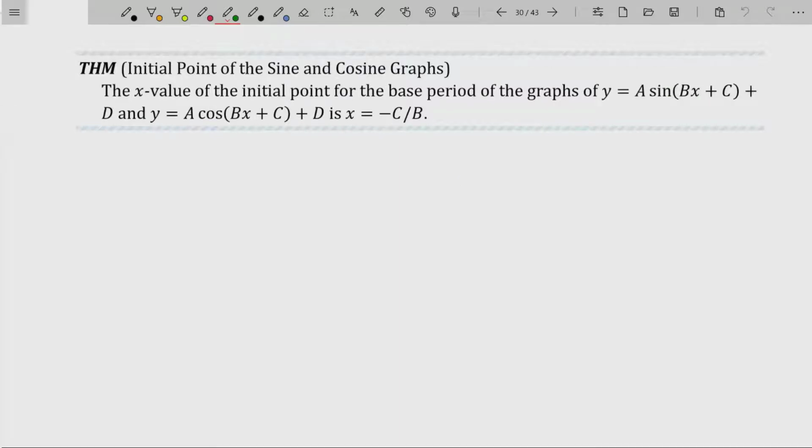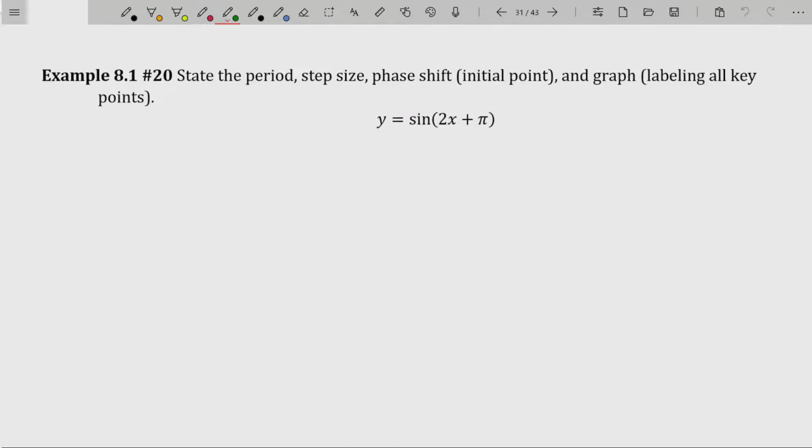And now this theorem just summarizes what I just said. The x value of the initial point for the base period of the graphs of these two trig functions is just x equals negative c over b. So that's just restating what I just said out loud a couple pages ago. So let's go ahead and use that. We're combining two things that we've recently learned: phase shift, and then period and step size from the previous video. It's because they go hand in hand. You can't do one without the other normally. So let's go ahead and do that.